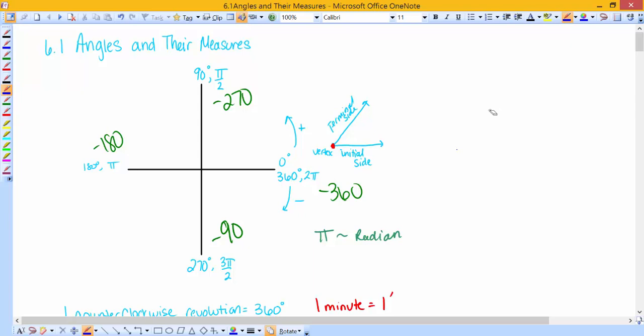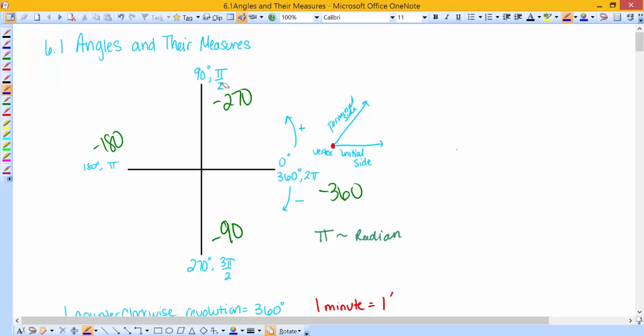So today we're just starting with angles. That's all we're going to be looking at, both degrees and radians. In one full revolution, there are 360 degrees. If I start in the upward direction, it's positive 360, and if I start in the downward direction, it is negative 360.